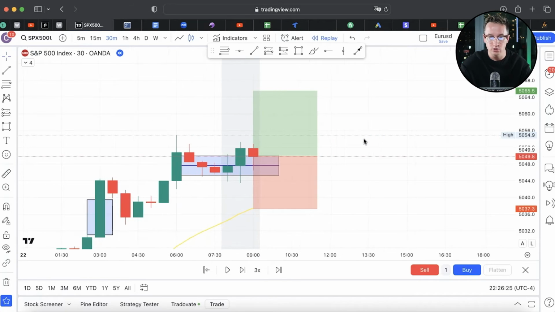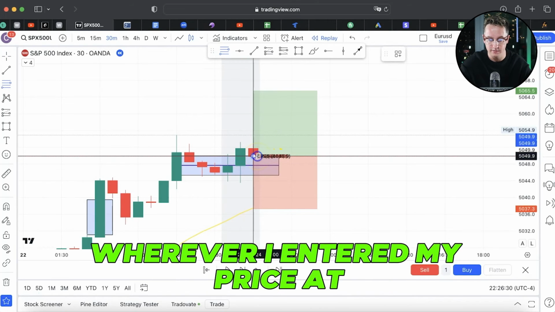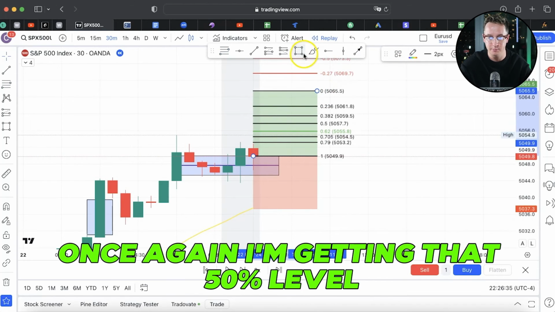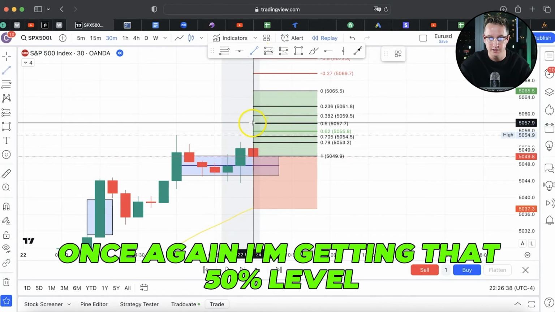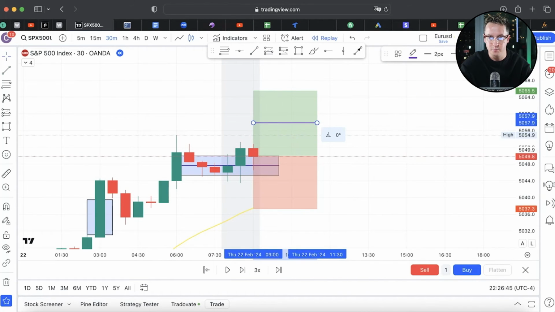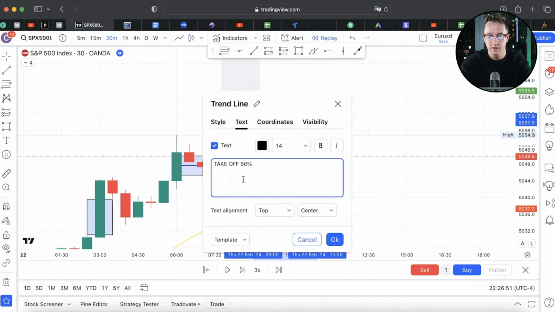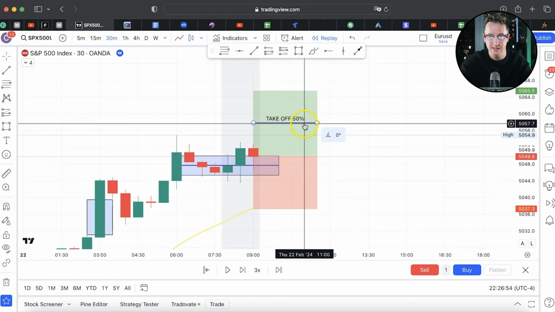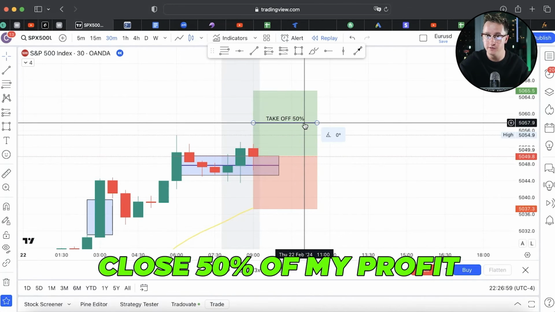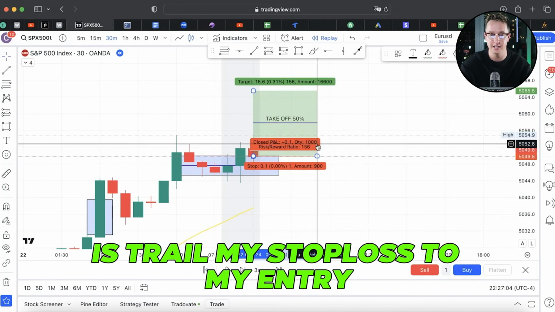That's first. But also what I'm doing is I'm getting my fibs from this entry level, wherever I entered my price at, and then I'm putting out my TP. And once again, I'm getting that 50% level right here. Delete the fibs. Now once price goes here, take off 50%. So once price mitigates to this level right here, I'm going to take 50% of my position off, close 50% of my profit. And then what I'm also going to do is trail my stop loss to my entry.